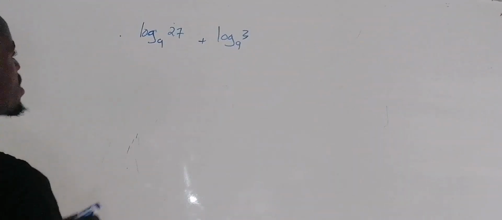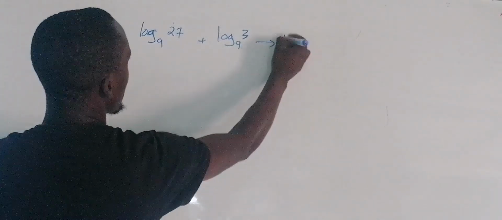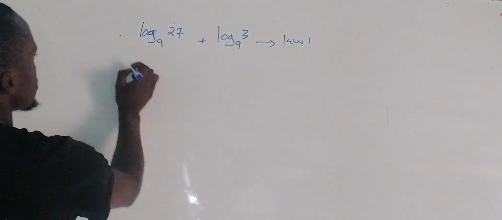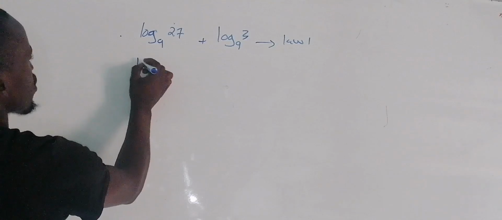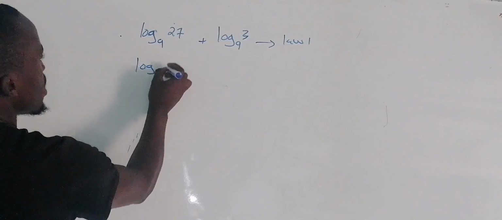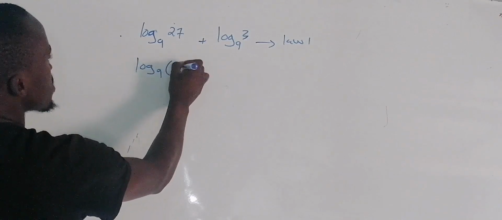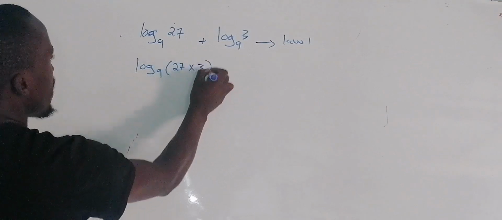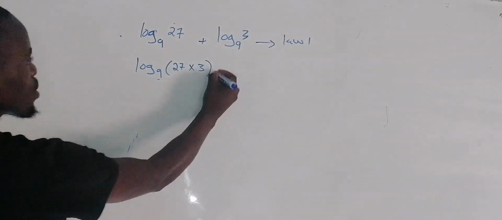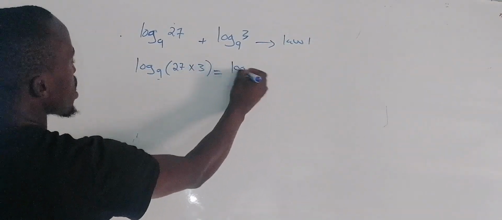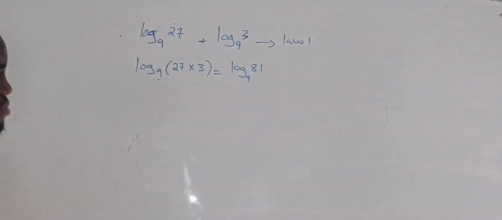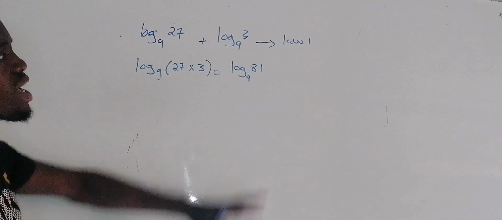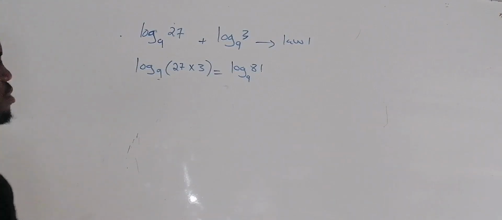Okay, guys, they want you to do what to simplify this? You see that this is law number 1. So we have to show them where this thing is coming from. So it comes from log 27 times 3 base 9, which is log 81 base 9. Then you can still write that 81 in an exponential form, right?